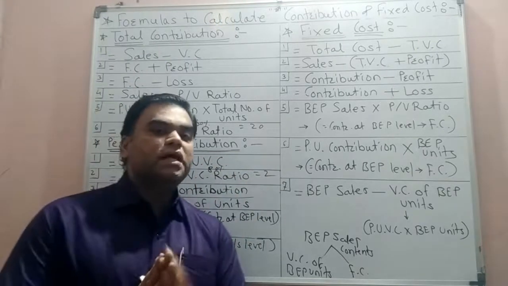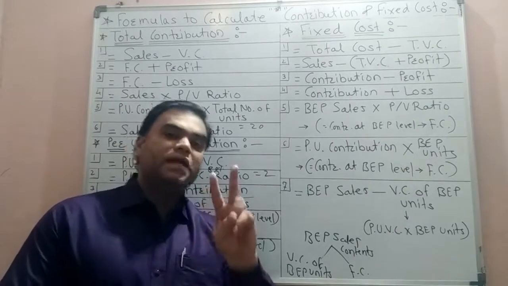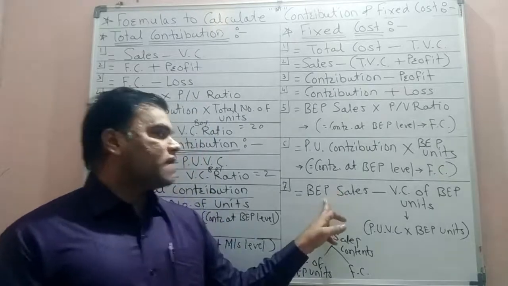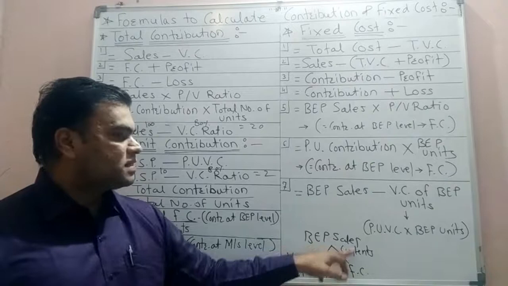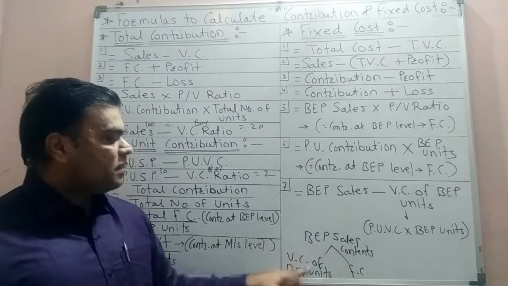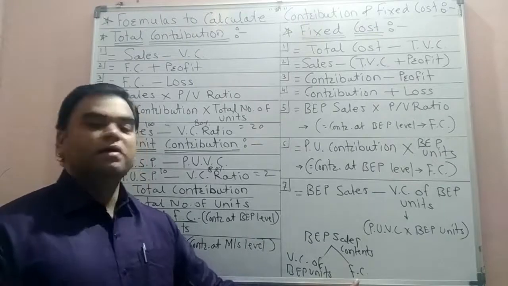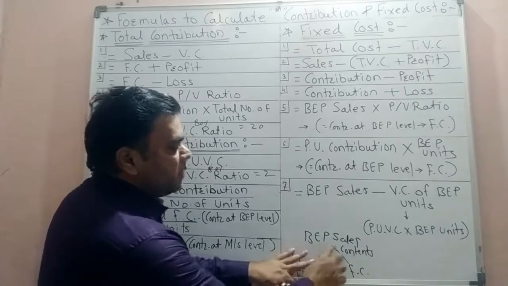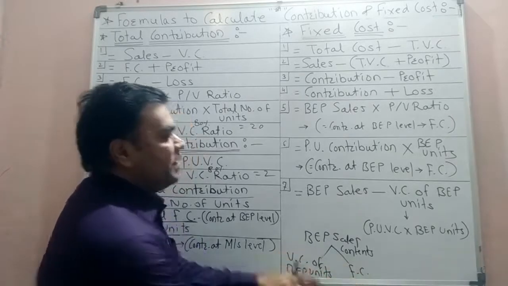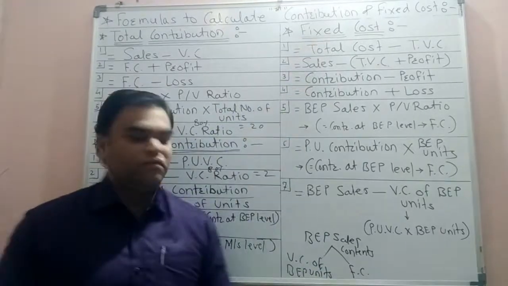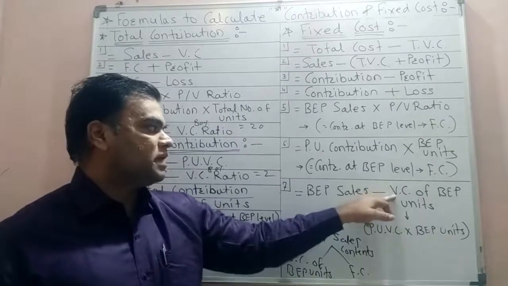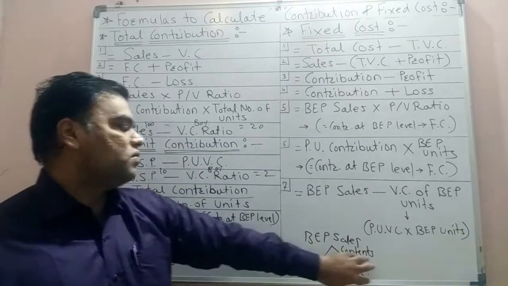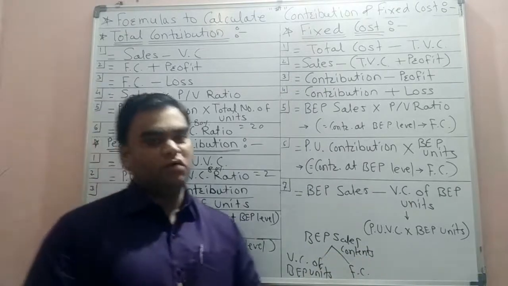While discussing contents of BEP sales and contents of margin of safety sales, we had discussed that BEP sales has two contents. First, variable cost of BEP units, and second, fixed cost. So if you deduct variable cost of BEP units from BEP sales, what will remain? Fixed cost will remain. BEP sales less variable cost of BEP units is equal to fixed cost. In that way, we calculate the amount of fixed cost.